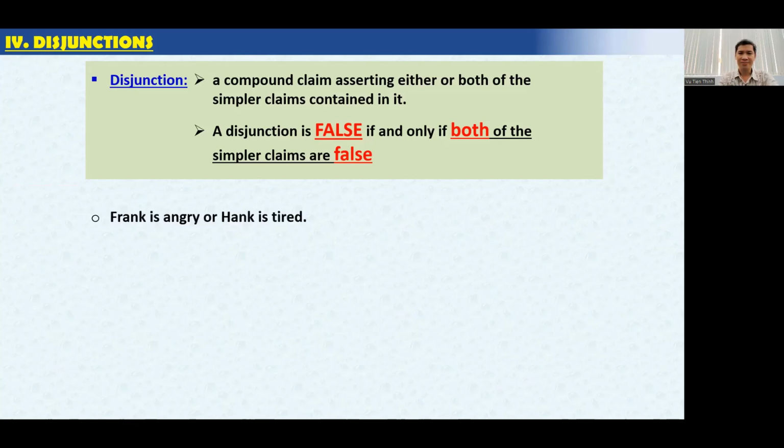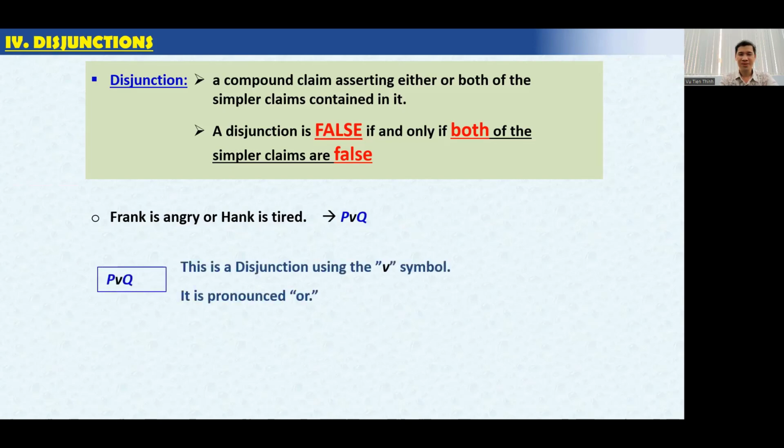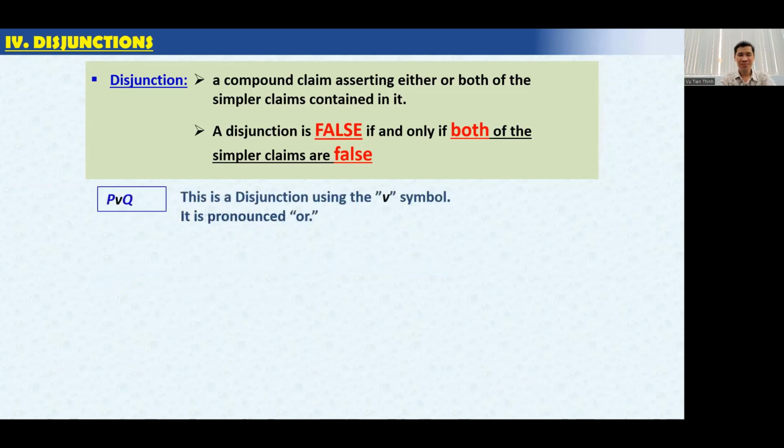Why is it like that? Let's see, Frank is angry or Hank is tired. Then we write this way, P or Q. So we have the regular V for or, and we pronounce it as or. Now, let's talk about the meaning of or here, of disjunction here. Why is the value like this? A disjunction is false if and only if both of the claims are false. So we talk about the meaning of or here.